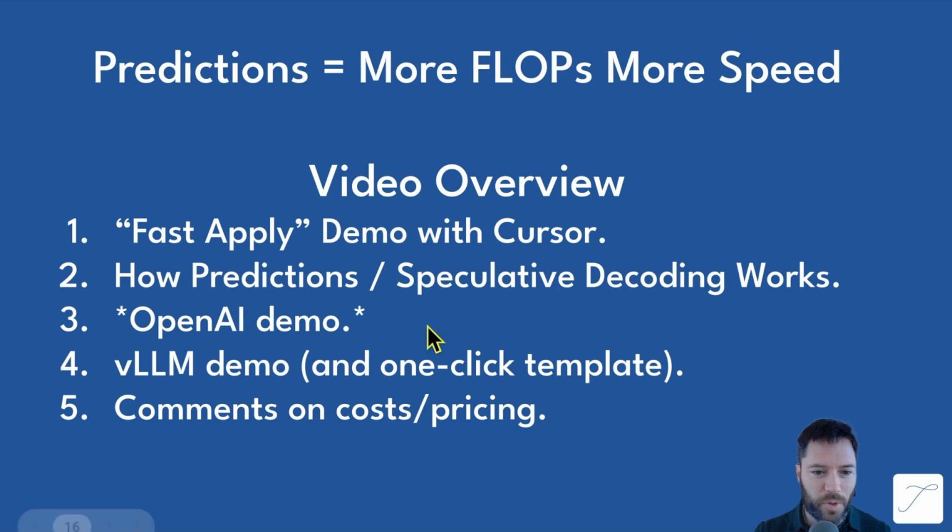So with that, I'm going to move to a demo of the OpenAI API and how you can use predictions to speed up inference. And then I'll show you how to do the same with vLLM. And then I'll make a few comments on costs, pricing and business model that companies are using for these predictions.